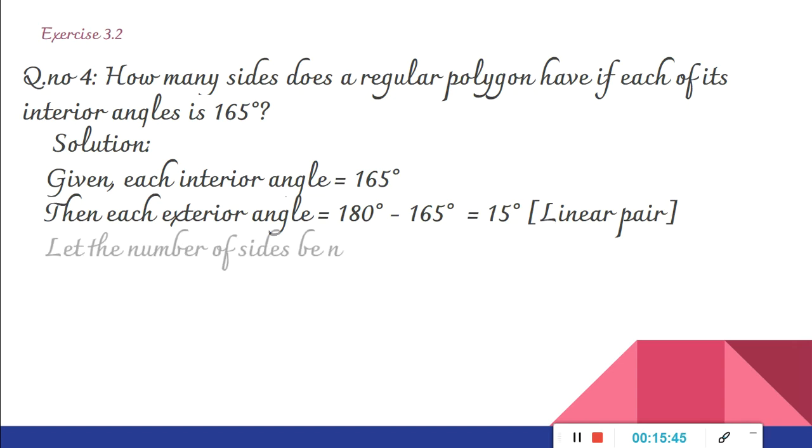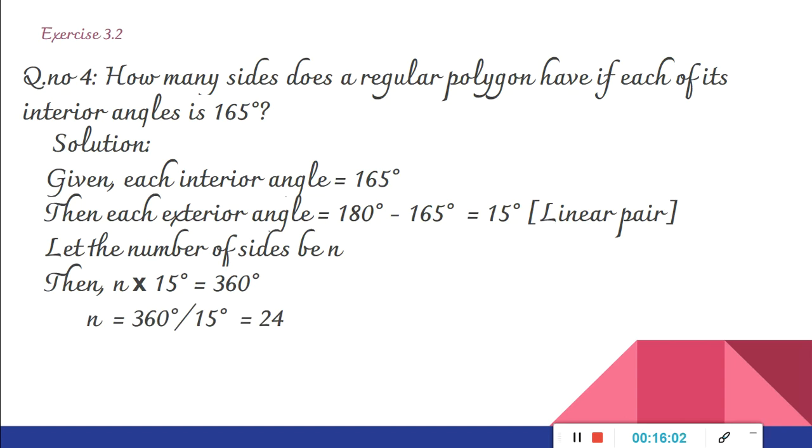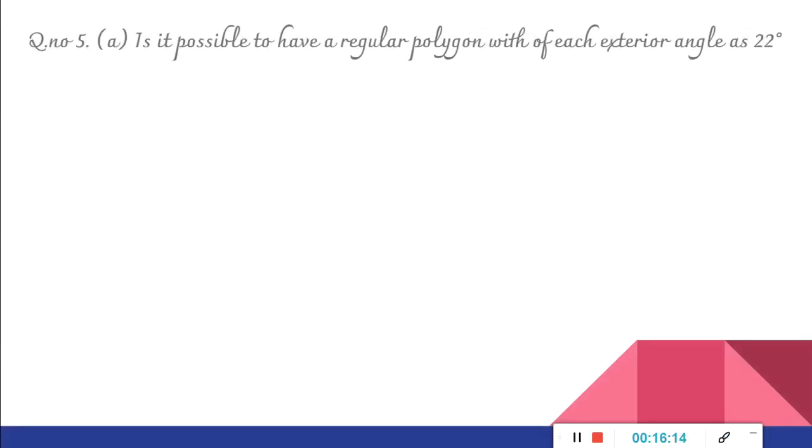Now we can find it. So let the number of sides be n. Then n into 15 degrees is equal to 360, isn't it? So n, meaning the number of sides, into the angle is equal to 360. So n, the number of sides, is equal to 360 upon 15 degrees, that is equal to 24. So therefore the number of sides is 24. Okay.